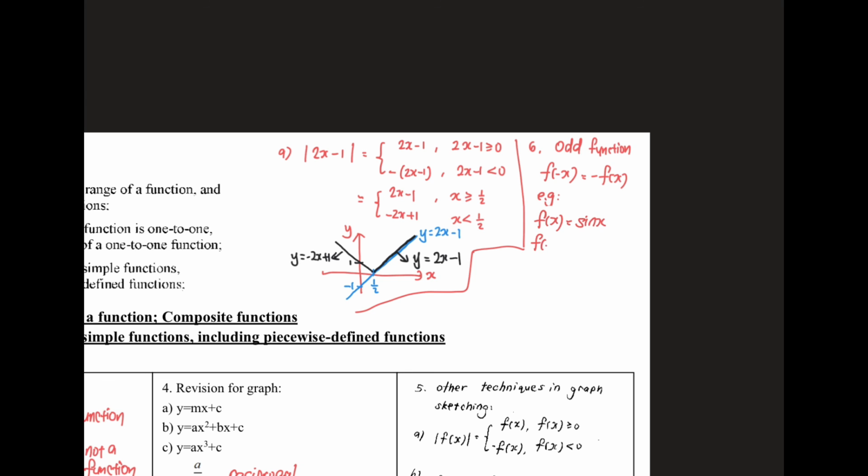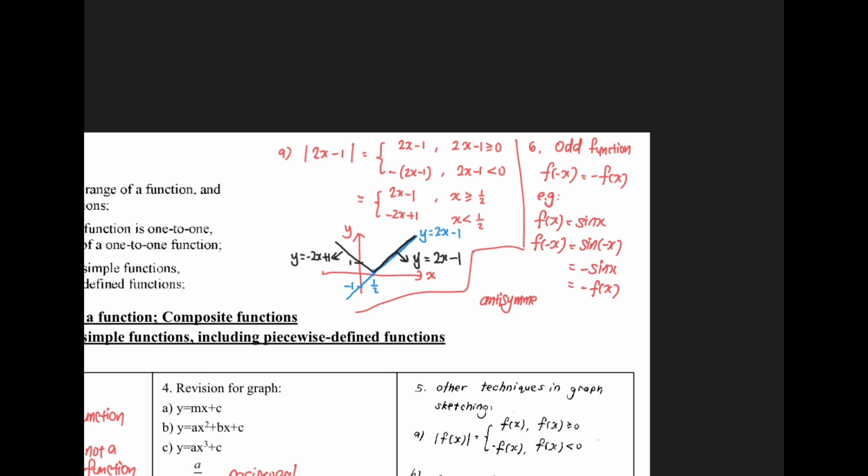So I change the object to negative x. Then it will become sine negative x. And based on the trigonometry formula, I know that it will become negative sine x. Okay, so this is where the function becomes negative fx. So this is an odd function. So anything special about odd functions? Odd function has anti-symmetry on y-axis. Okay, so this is the properties of odd function.